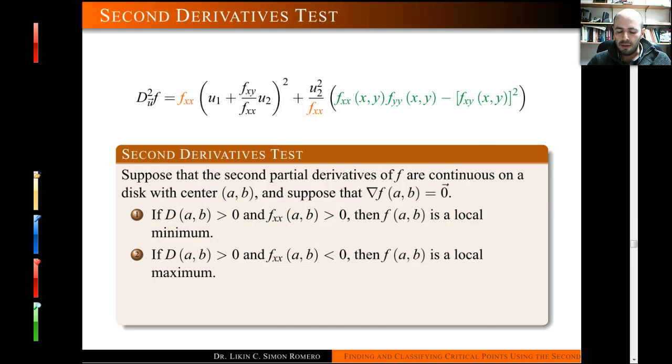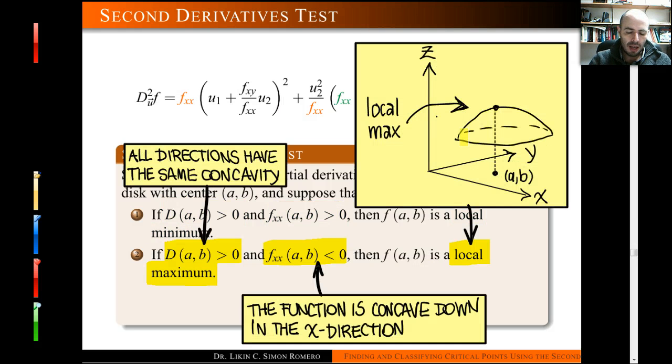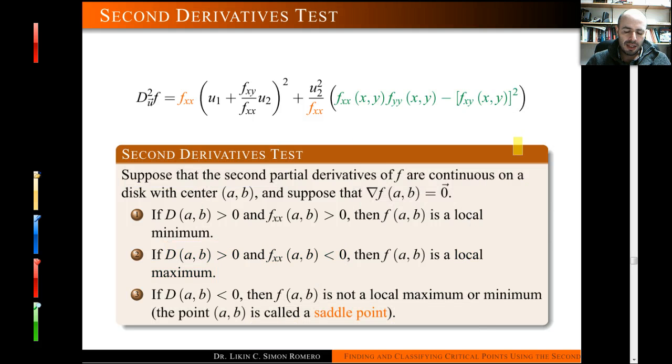The same thing for the other one. All the directions have the same concavity if the discriminant is positive, and if the second order partial derivative with respect to x both times is less than 0, that means that the function is concave down. And if the function is concave down, we have a local maximum because you have concavity down in all the directions.